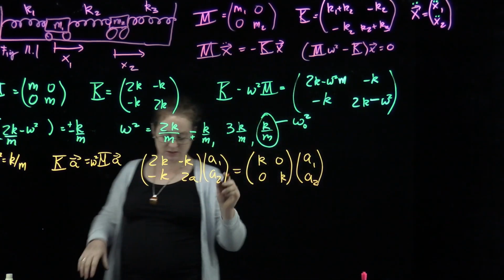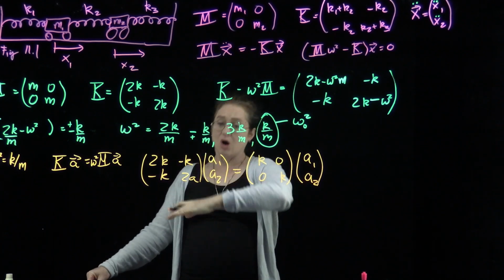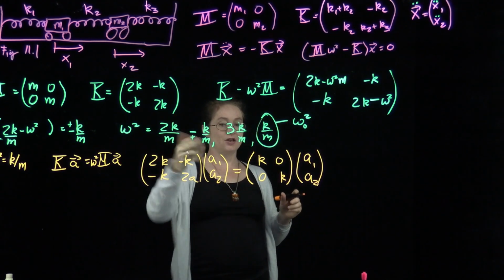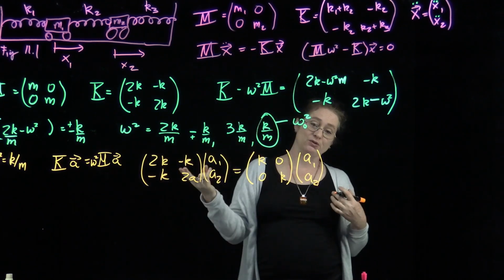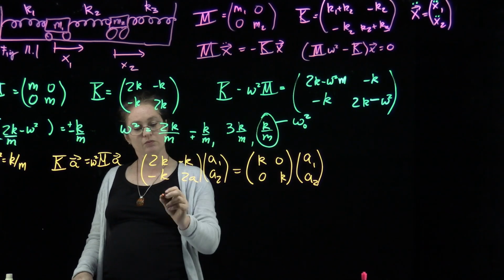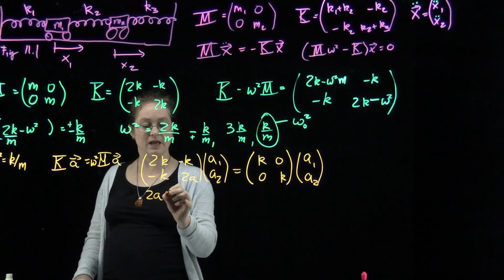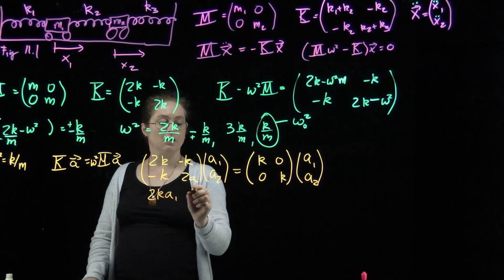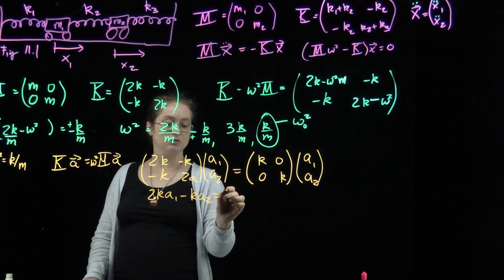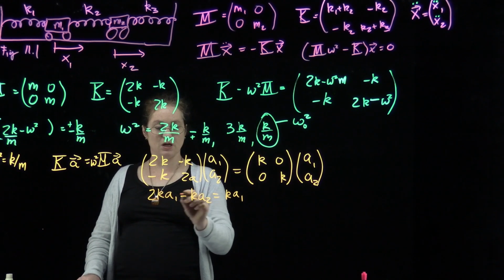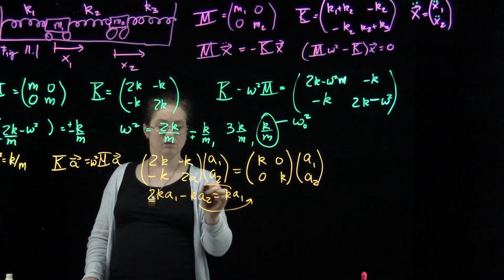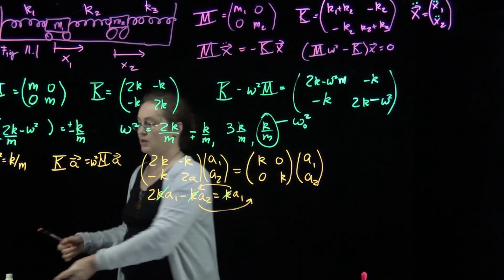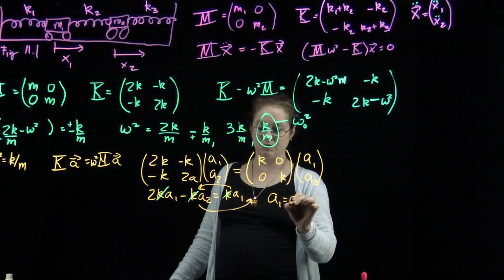And then I can convert this into equations. Now what you will see is that there's always a duplicate equation. So in a problem with a 2 by 2 matrix, one of the equations can be written as the other one. In a 3 by 3 matrix, one of the equations can be written as a sum of the other two. All right, so then here I have 2k a1 minus k a2 equals k a1. So I can move this guy here, move that guy there, and cancel out the k's. And I get a1 equals a2.